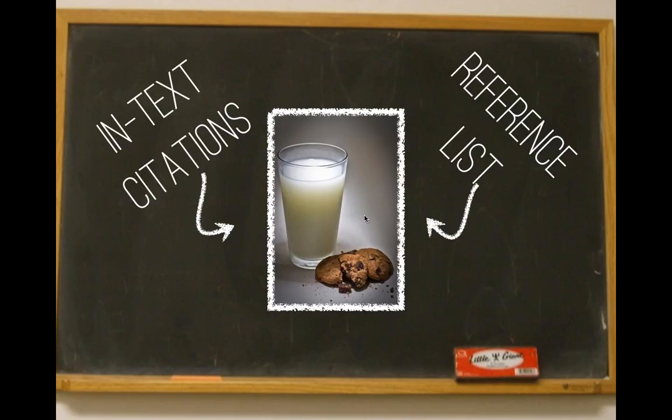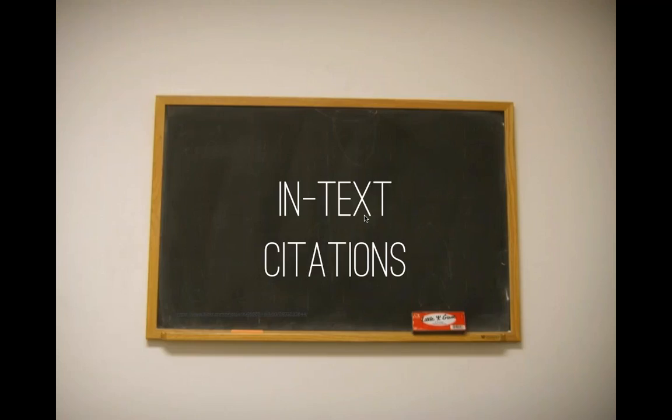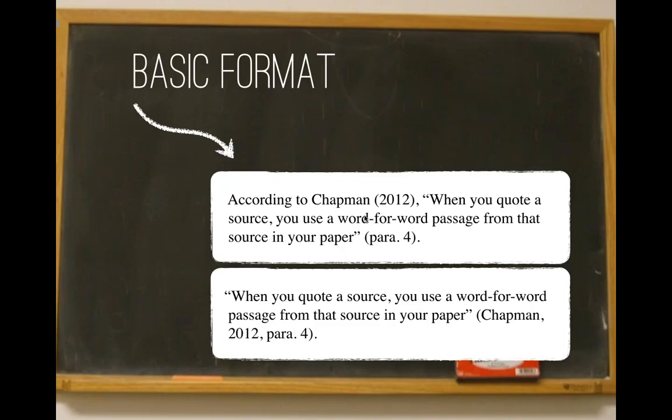All right, so now we're going to talk about in-text citations. What should the in-text citation look like? The format changes a little bit depending on whether the information cited is a quotation, summary, or paraphrase. And there are also two basic formats that you can use. So in this first example, it's a quote from a Writing Center blog post, and we've used the author's last name in the sentence after the phrase according to. This is what we call a signal phrase.